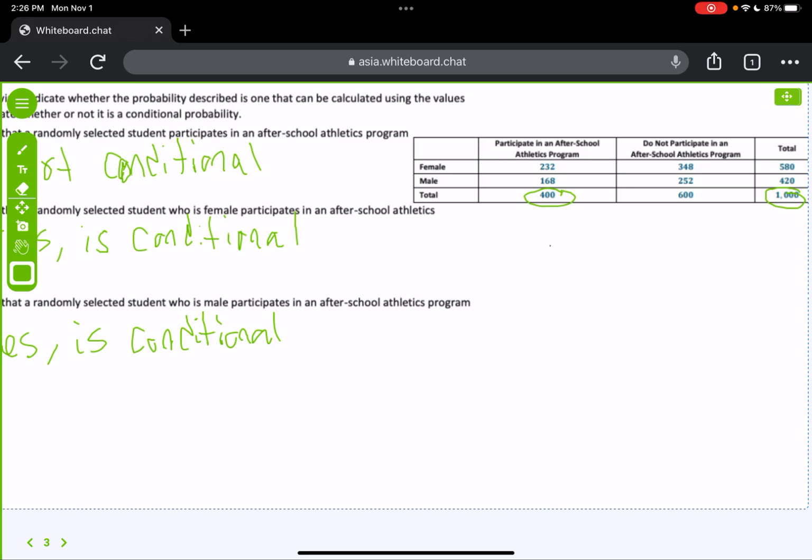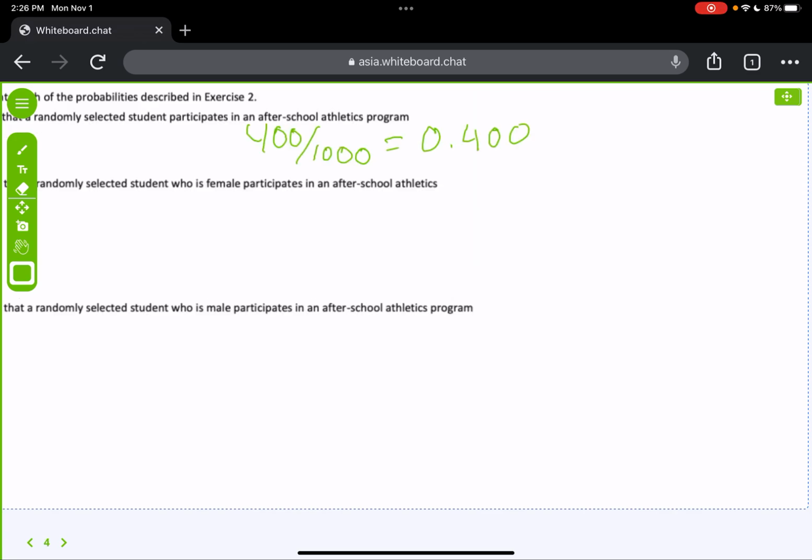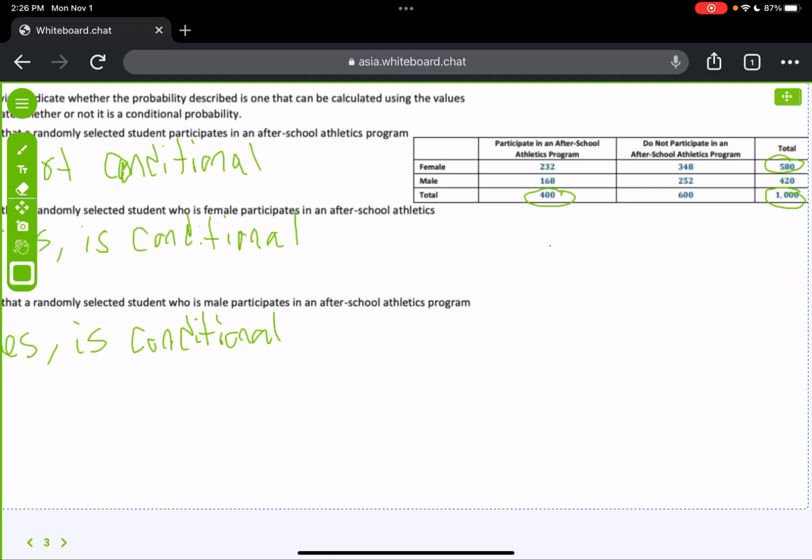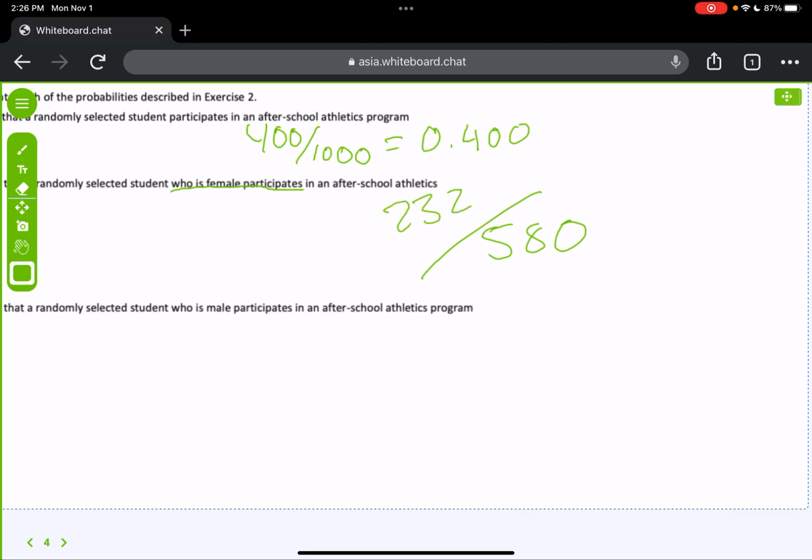Okay. Now, this one says a randomly selected student who is female participates in the activities. So, we look at the female that participates. So, that would be 232. And then how many females total? Remember, we always put the first condition that they are female. That's our total. So, that's 580. And those that participated in after-school athletic programs is 232, and that is approximately 0.40. It's pretty close. Same thing.